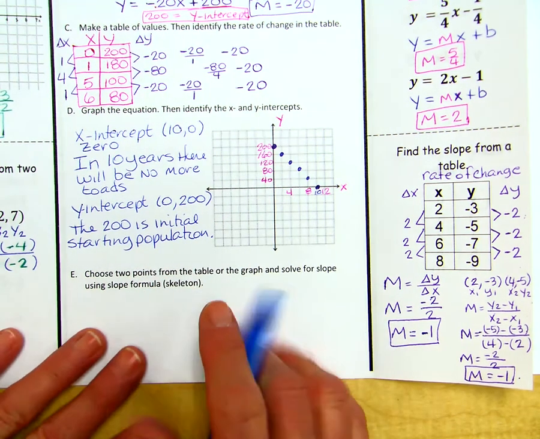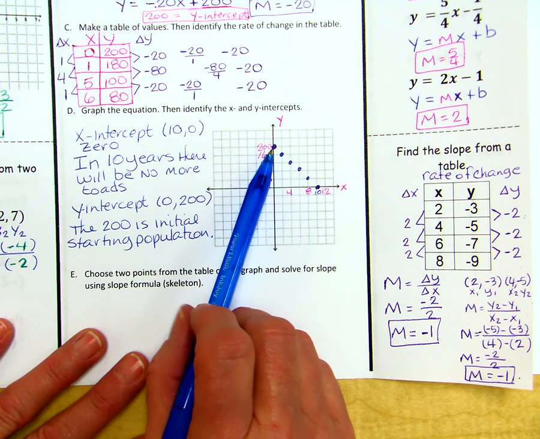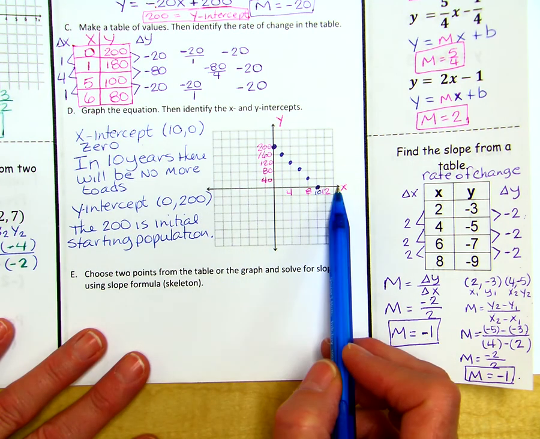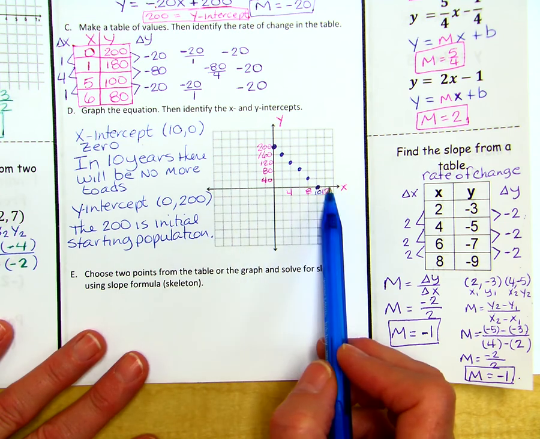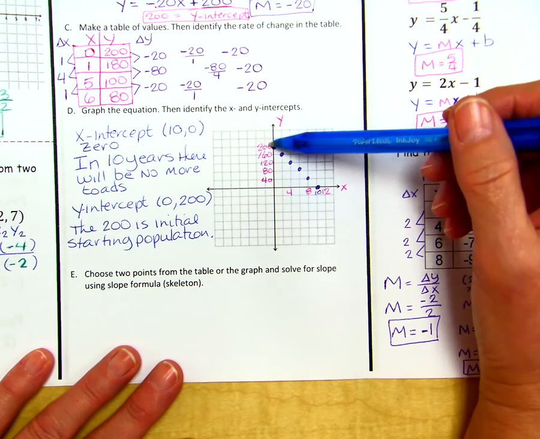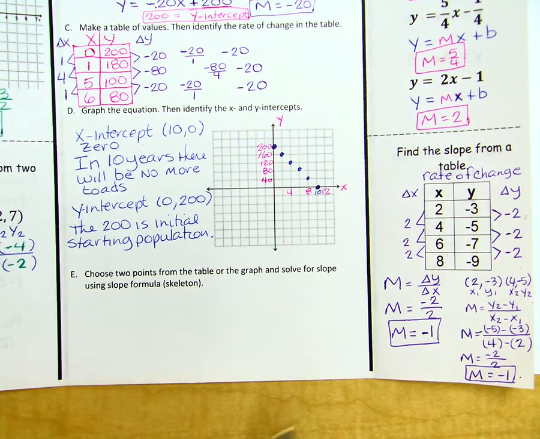Okay, so our x-intercept is where the graph comes down to 0, and that is at 10, and so in 10 years the total population will be 0. It started out at 200, 10 years later it is 0.